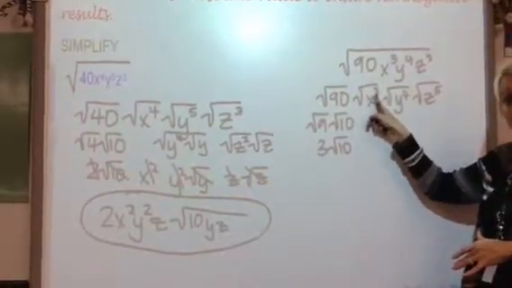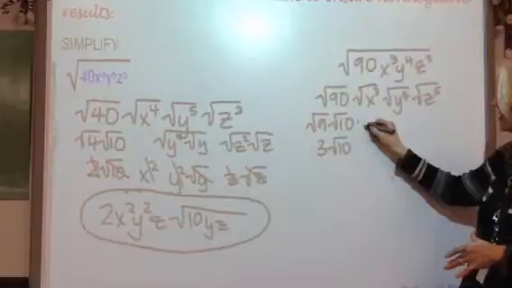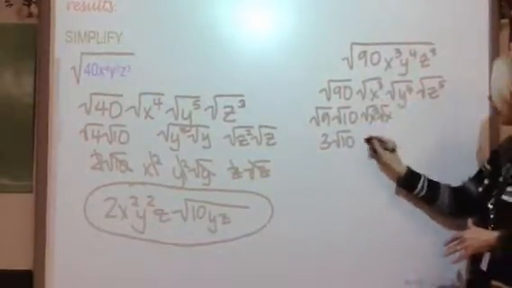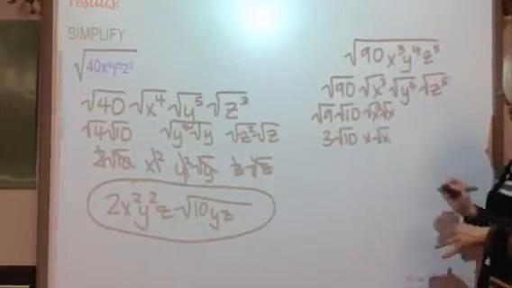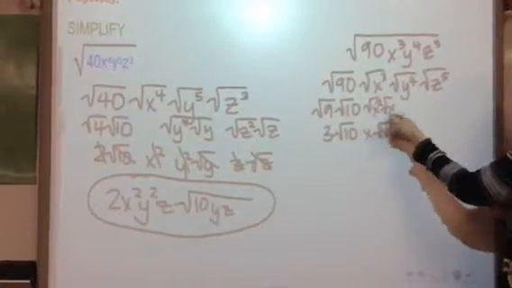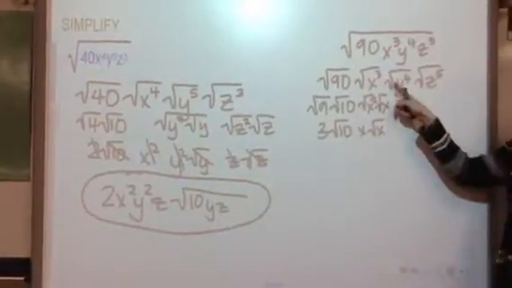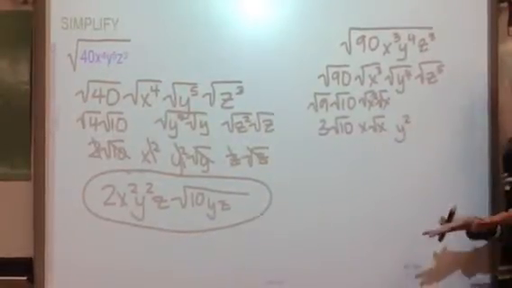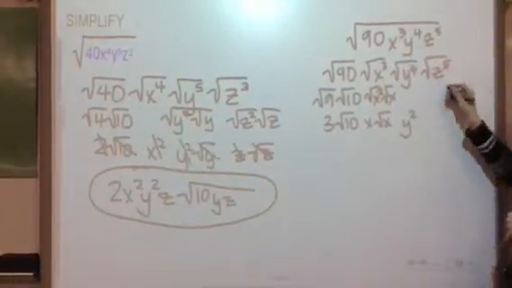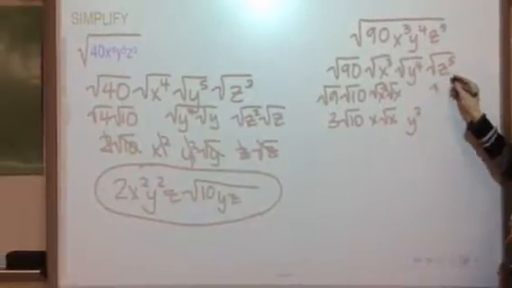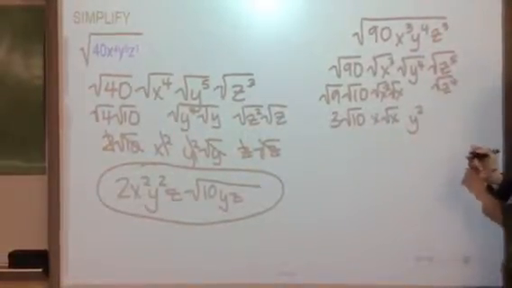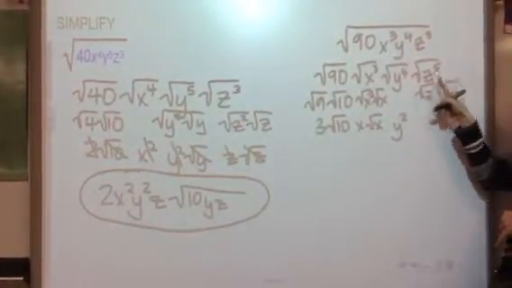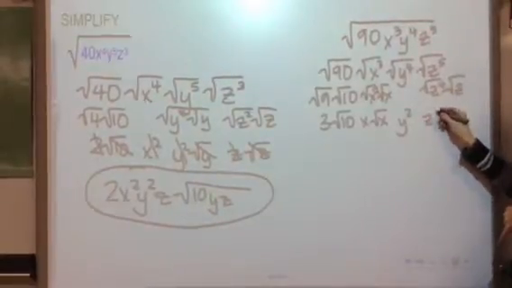Now, x cubed, that's odd. So I take the greatest even, which would be x squared, and then 2 plus 1 is 3. So this would simplify to x, radical x, because radical x squared is x, and this has to stay in the radical. Now, radical y to the 4th, that's even, so it would just simplify to y squared, and we can just move on. Z to the 5th, well, that's odd. So I pull 4 of them out because that's the greatest even, and then I have 1 z left. 4 plus 1 is 5. So this simplifies to z squared.